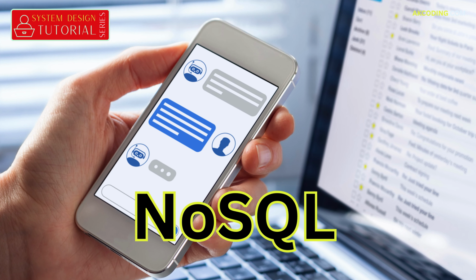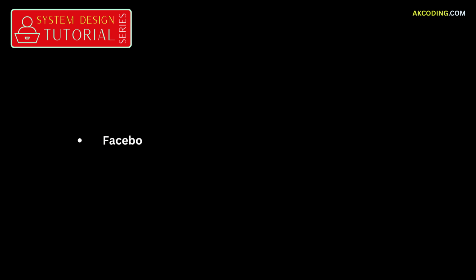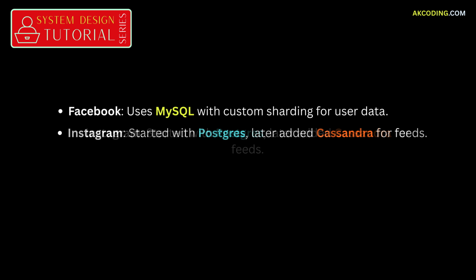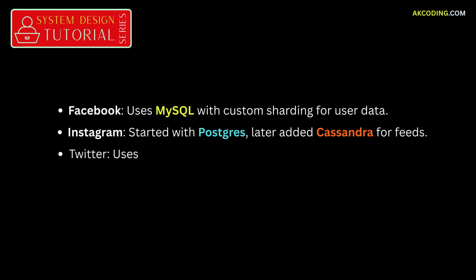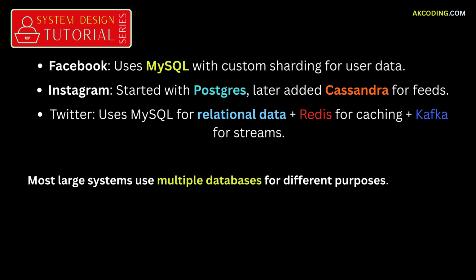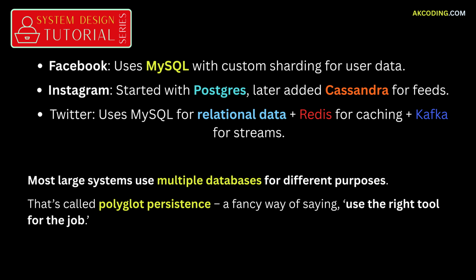Let's take a couple of real world examples. Facebook uses MySQL with custom sharding for user data. Instagram started with Postgres, later added Cassandra for the feeds. Twitter uses MySQL for relational data plus Redis for caching and Kafka for streaming. Notice the pattern. Most large systems use multiple databases for different purposes. That's called polyglot persistence, a fancy way of saying use the right tool for the job.